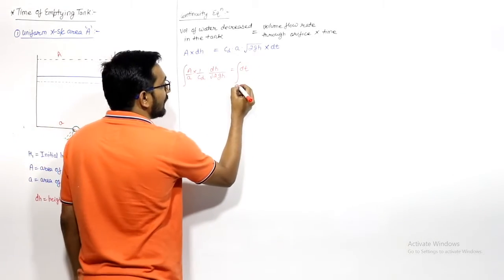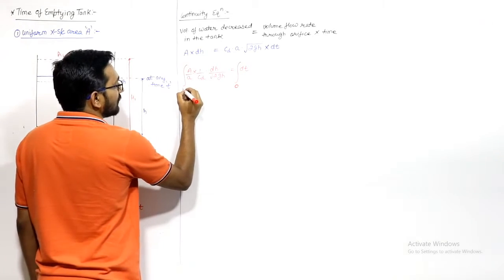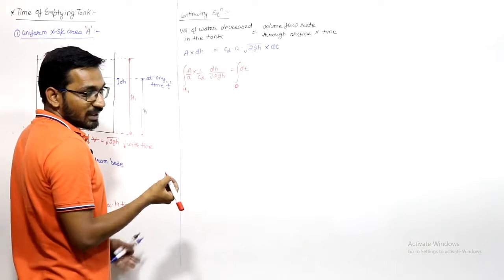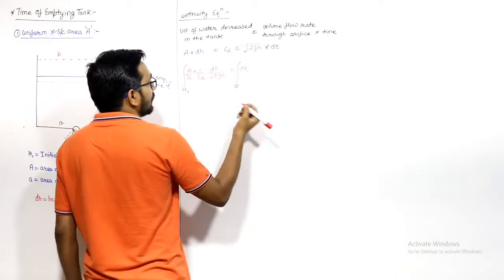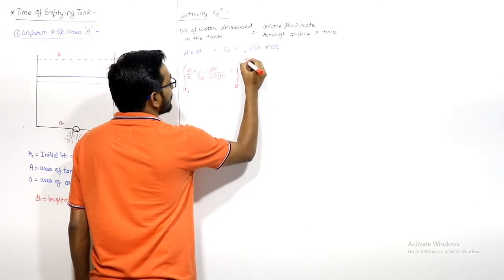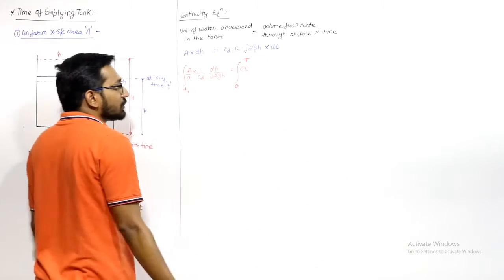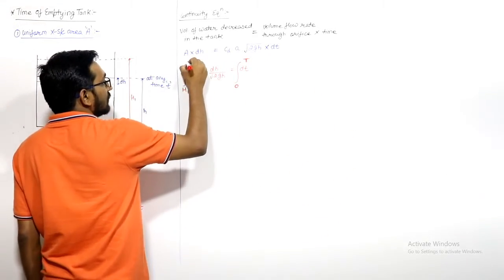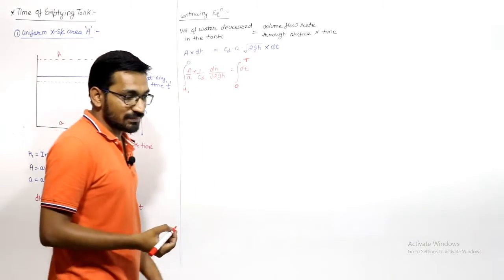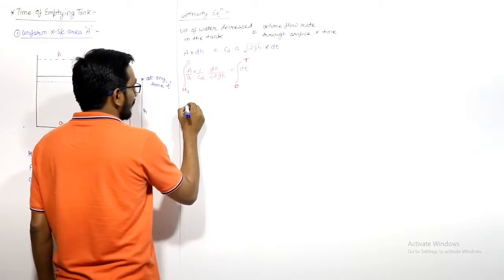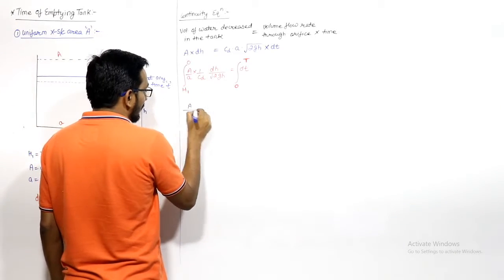When time is zero, the height of the liquid level in the tank is h1. And if we want to empty it, then at time t, the liquid level will become zero. So what is the height now? Zero, right? So if I integrate it, you know this is constant, that can be written now, right?